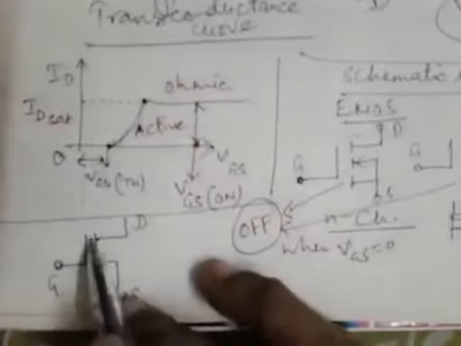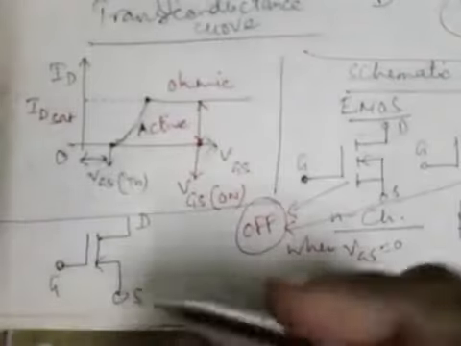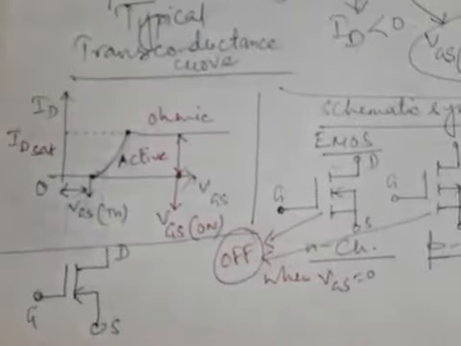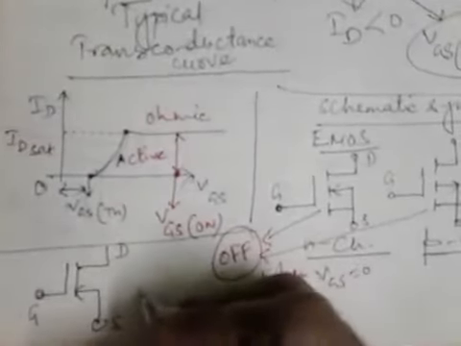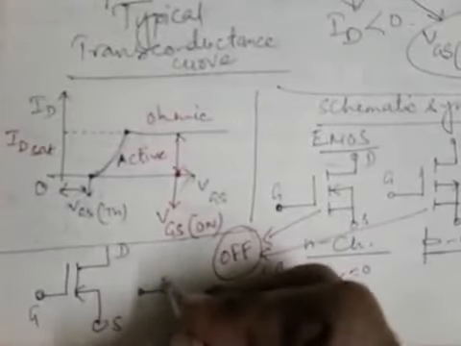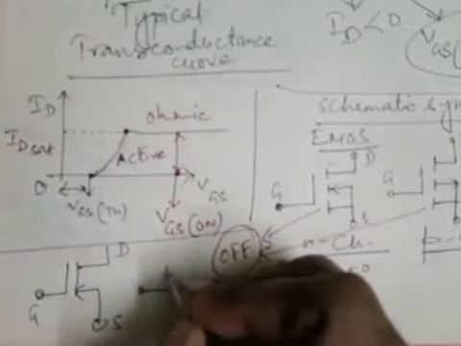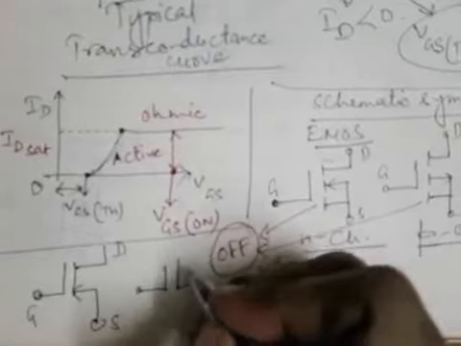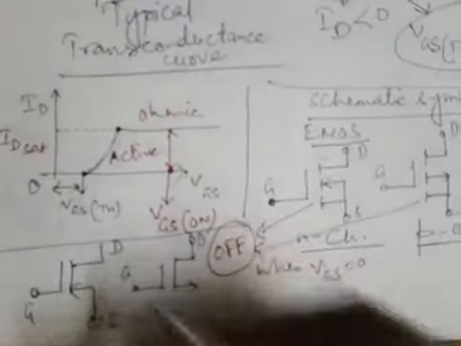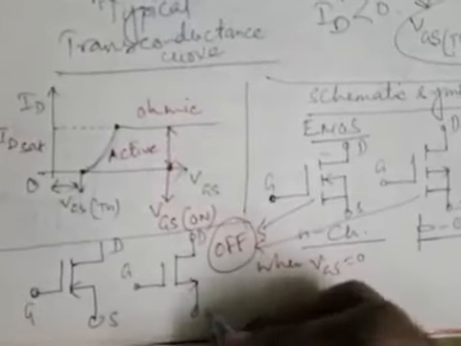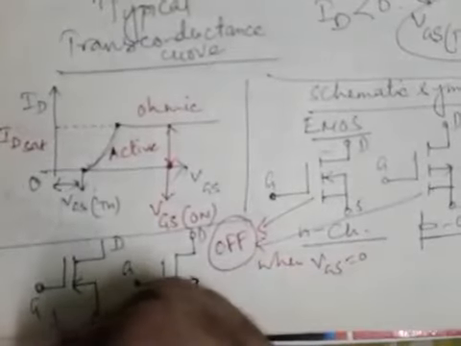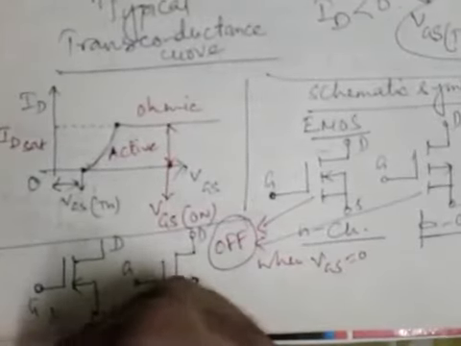Now when it comes to the depletion type, this broken line will be replaced by a solid line, with the inward arrow. So this is one, another is this one. The arrow is pointing outward. This side is drain, this side is gate, and the other side is source. So when it is pointing inward, that means it is N channel.